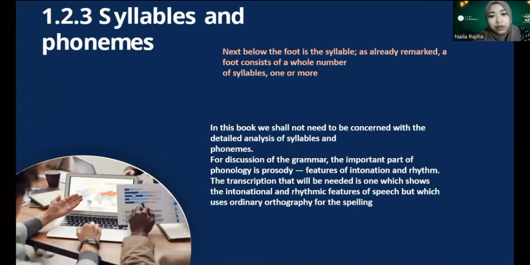In this book, we need not be afraid, because we need not be concerned with the detailed analysis of syllables and phonemes. For discussion of the grammar, the important part of phonology is prosody, the features of intonation and rhythm. You might highlight this part. And the transcription that will be needed is one which shows the intonation, tone, and rhythmic features of speech, but which uses ordinary orthography for spelling.